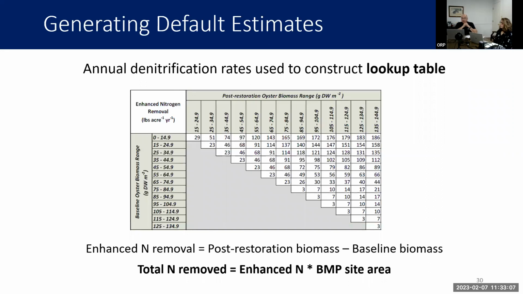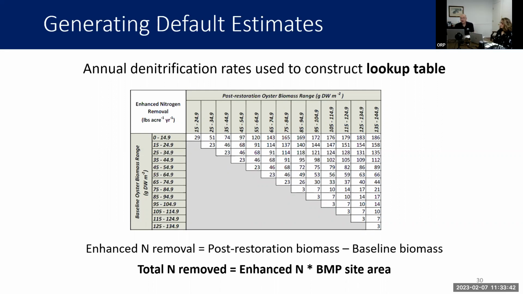And there's a lookup table here. If you look at on the vertical axis, it says baseline oyster biomass range. And so we're looking at the top one being 0 to 14. So this is what was out there prior to restoration. If you look at the colored area post-restoration biomass, it's the same thing. So we've essentially included the baseline in this.